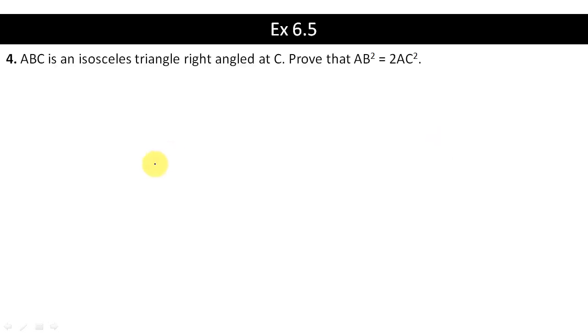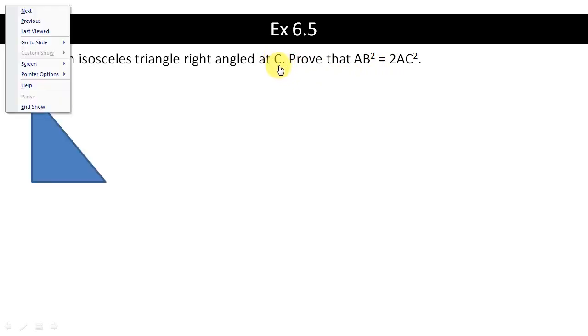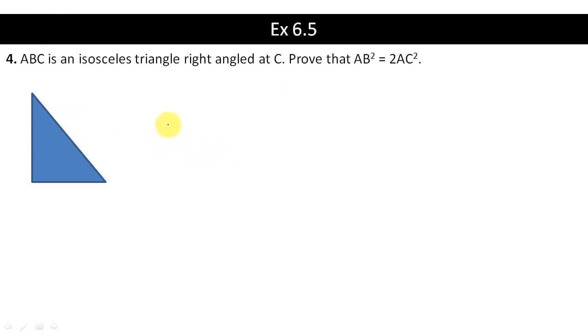So starting with question number 4, it is given that ABC is an isosceles triangle right angled at C, and we have to prove that AB square is equal to twice of AC square. So first of all we'll draw the figure. So this is the triangle. Triangle ABC is an isosceles triangle right angled at C. So this angle will be 90 degrees and these two vertices are A and B. So this angle C is 90 degrees.